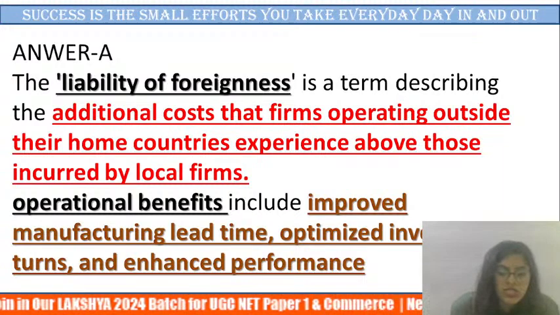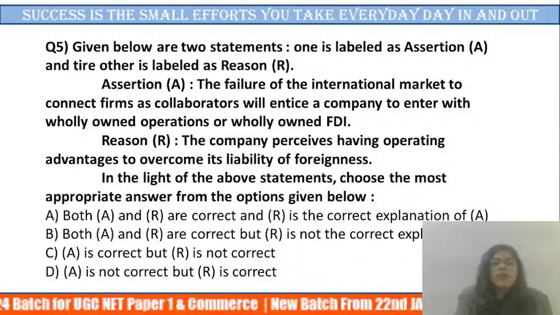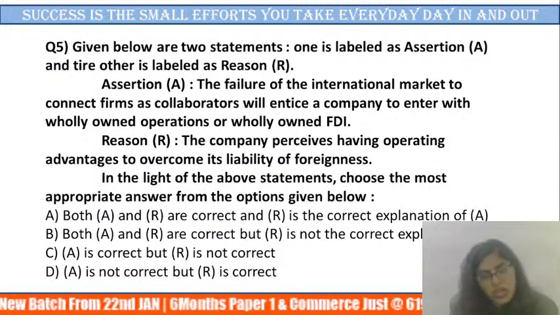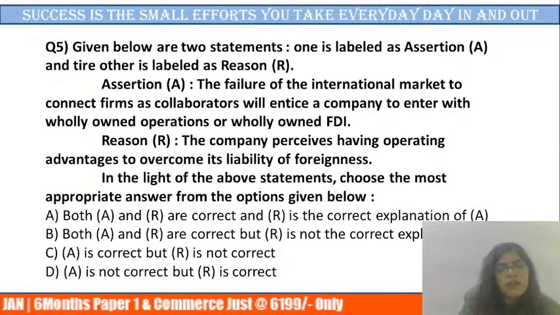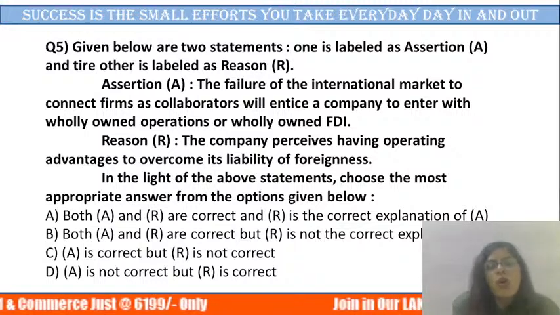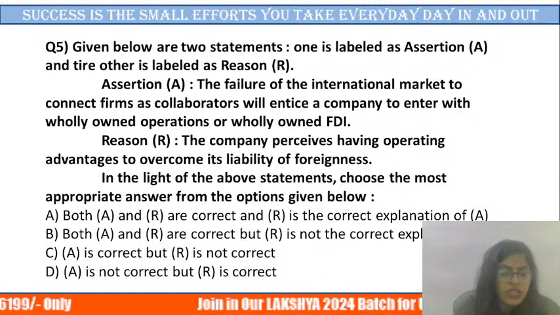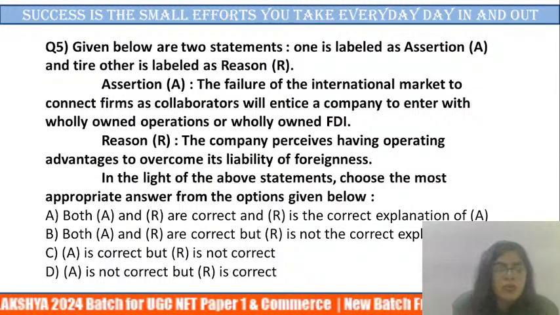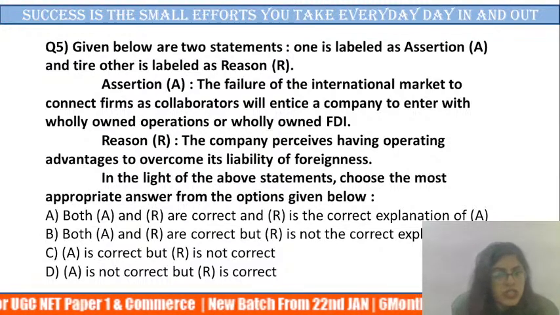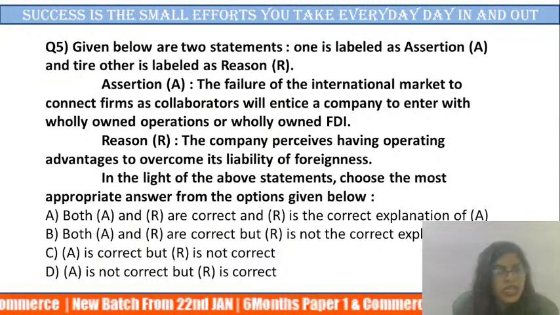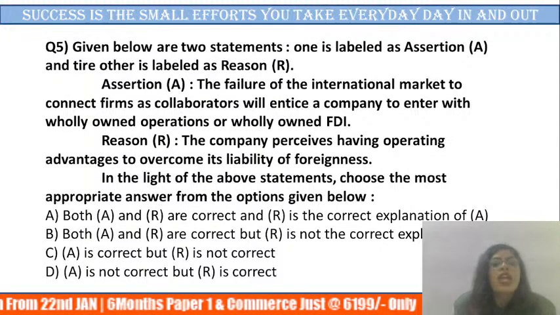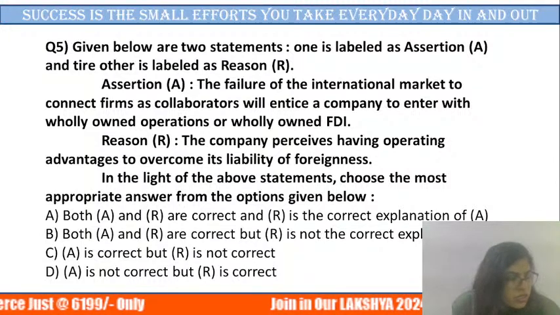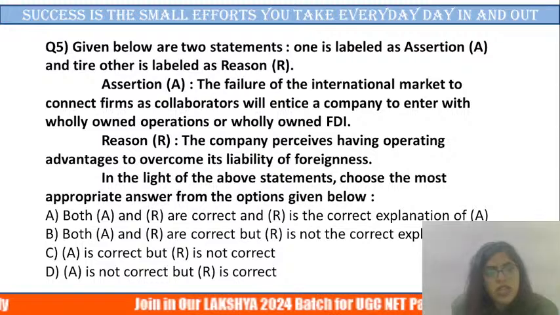Now again go back to statement 2. It is saying the company perceives having operating advantage to overcome its liability of foreignness. Now, how can the company overcome the liability of foreignness? Only if they have the operating advantage over and above the other organizations. They have the best capital, the best human capital, the best machines, the best technology know-how, then only they will be able to overcome the liability of foreignness. Now I think these 2 points are definitely clear to you, and if you have any doubts you can ask me.